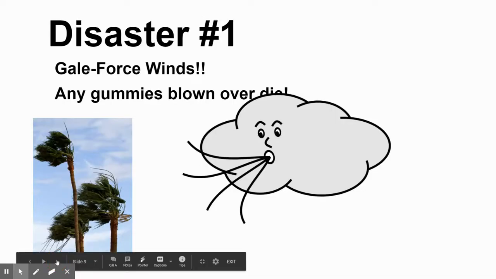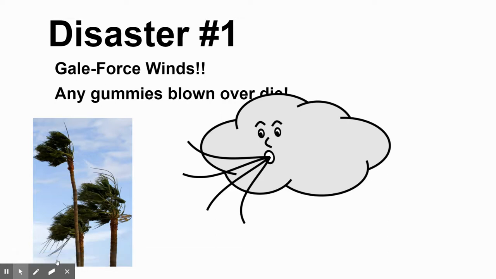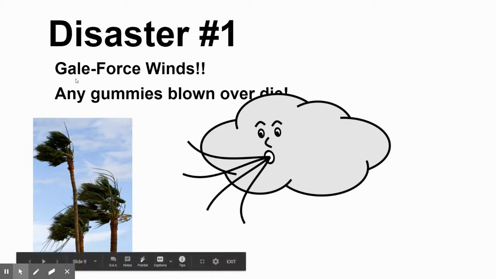Now it's time for the disasters portion of the lab to begin. There's going to be 4 disasters that occur on the island. You're going to need to record the name of the disaster. The first disaster is gale force winds. That's going to be collected in your data table as well.